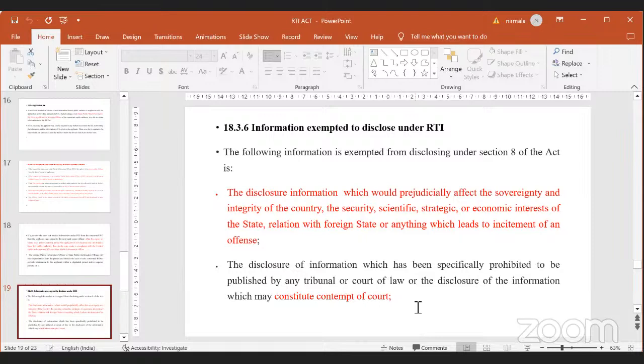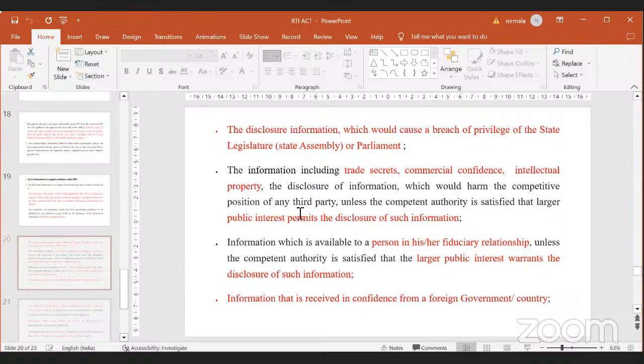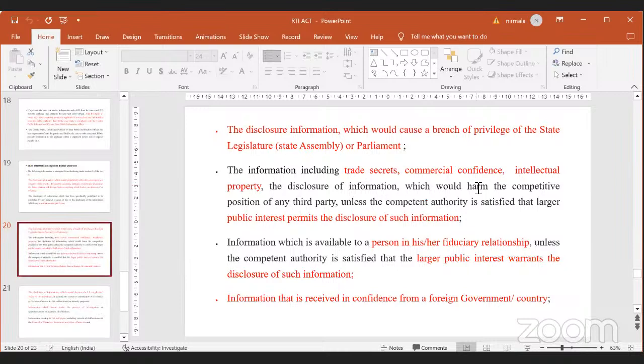The disclosure of any information which would cause a breach of privilege of the state legislature or assembly or a parliament, then that kind of information also will not be disclosed to the RTI applicant. The information that includes trade secrets, commercial confidence, intellectual property, and the disclosure of information that would harm the competitive position of any third party, unless the competent authority is satisfied that the larger public interest permits the disclosure of such information.